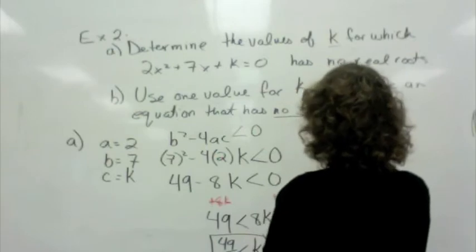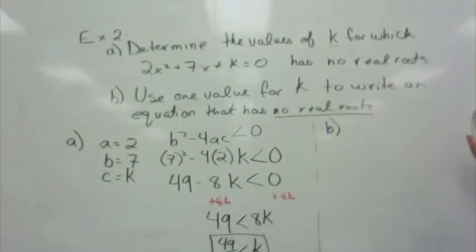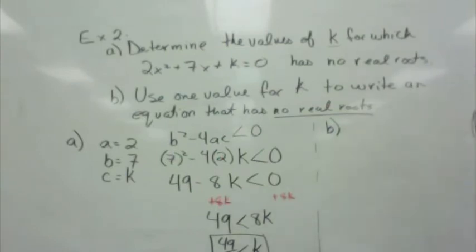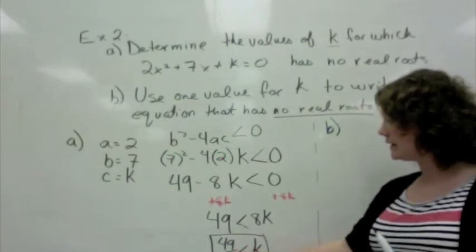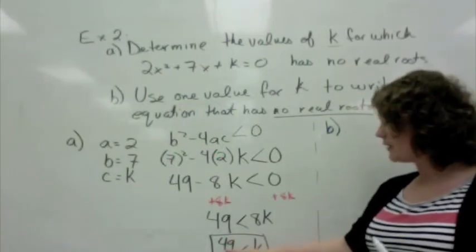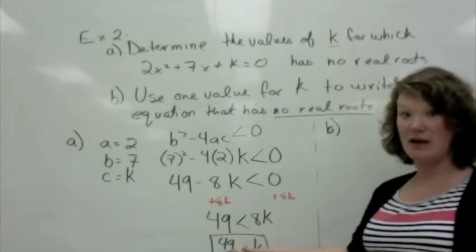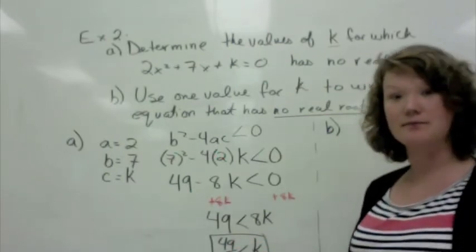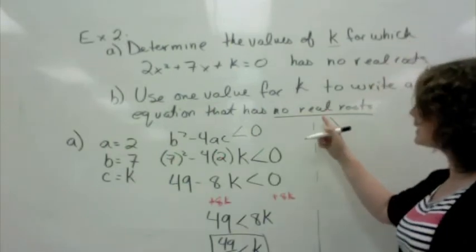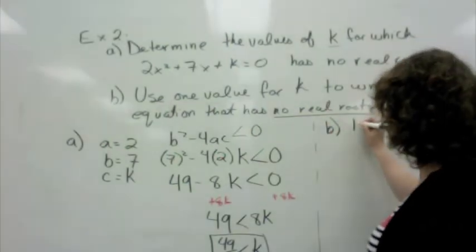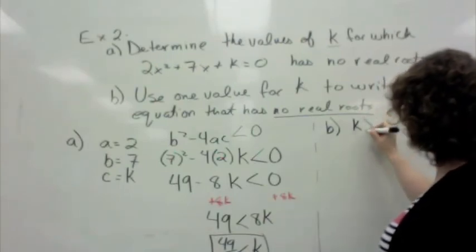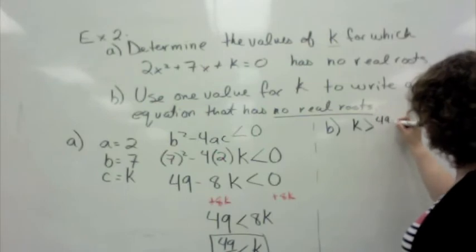So let's bring this down to a more practical level. Use one value for k to write an equation that has no real roots. Well, I know that this is a little less than 7. Why? Because 49 divided by 7 is 7, but 49 divided by 8 is something that is a little less than 7. So if I were to say that using an equation, I want to find a value for k that is greater than 49 over 8.